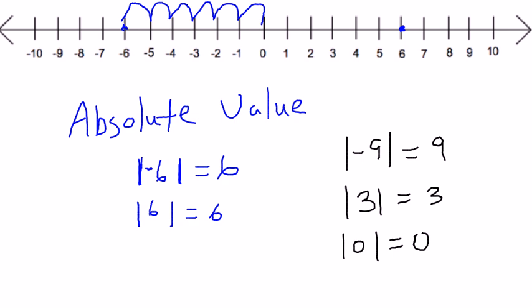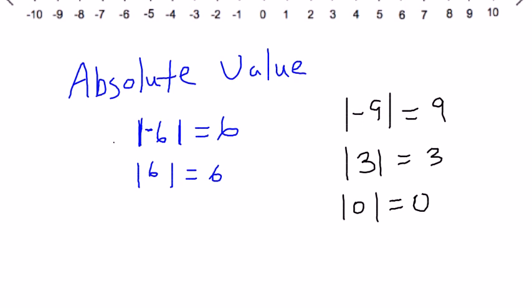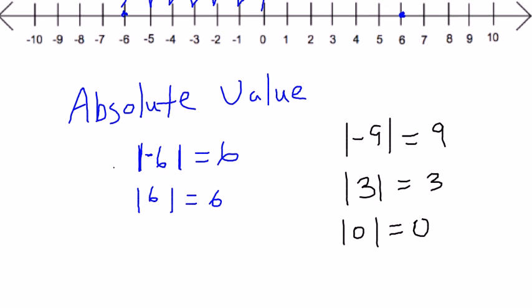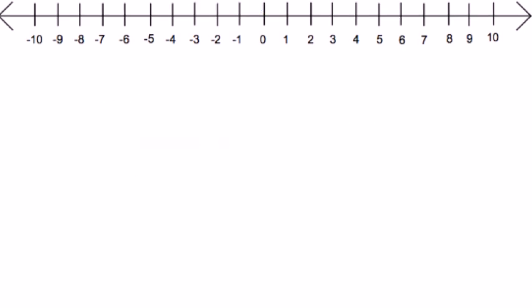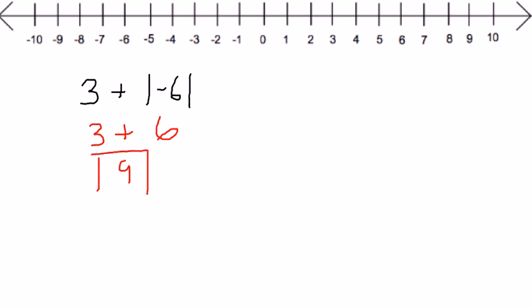Okay, let's evaluate a few expressions that include absolute value symbols. Okay, let's start with a simple one. 3 plus the absolute value of negative 6. Okay, and when we're evaluating expressions that include absolute value, we will always evaluate what's inside the absolute value symbols first. So the absolute value of negative 6 is simply 6. Bringing down the rest of our expression, 3 plus 6 is 9. So 9 is our answer.